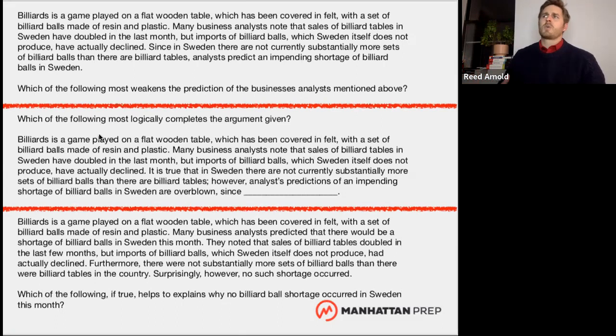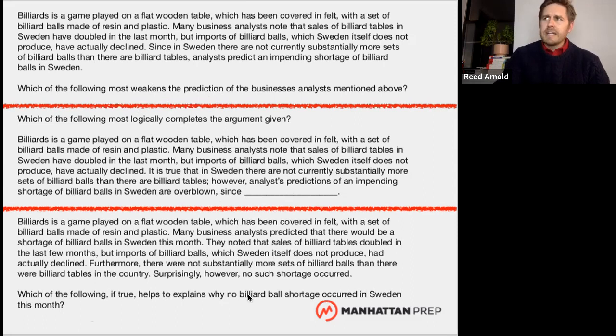We have a question about a shortage of billiard balls in Sweden, based on the number of billiard tables sold in Sweden and some other kind of information about the situation. They're very similar, but there are some subtle differences, right? Here, when we're filling in the blank, we are weakening an argument. That's kind of a standard weaken prompt.